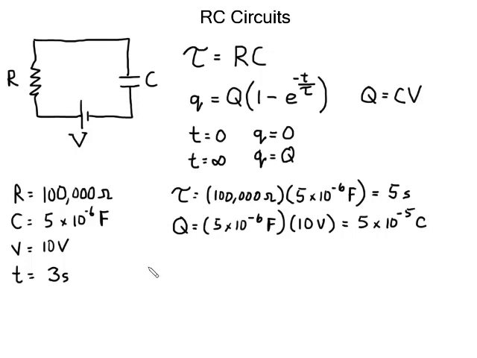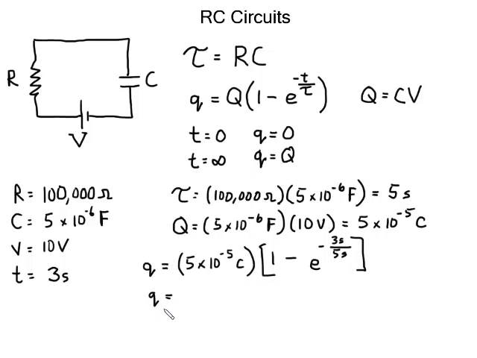Now, using our function formula for the amount of charge, let's plug all this stuff in. We've got a total charge of 5 times 10 to the negative 5 coulombs, and then we're going to have 1 minus e to the negative 3 over 5, and at this point you would have to use your calculator to figure out what our charge is at that moment. Let's do that. The answer I got was 2.26 times 10 to the negative 5 coulombs.